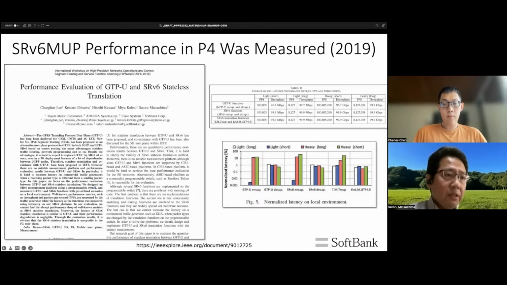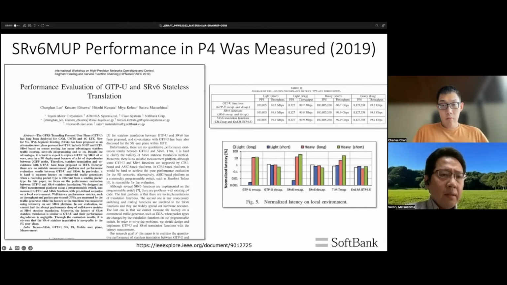You can see the latency as well. At that time, we needed to keep some things confidential, so we just show a normalized latency as a percentage. All of the GTP to SRv6 and SRv6 to GTP translation functions are compared against the very basic layer 3 forwarding.